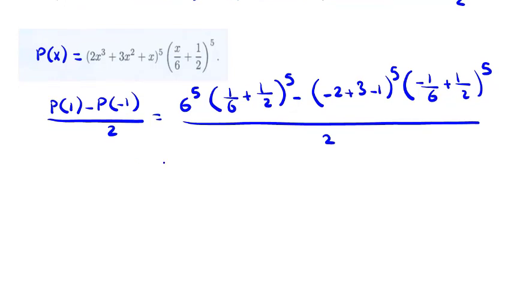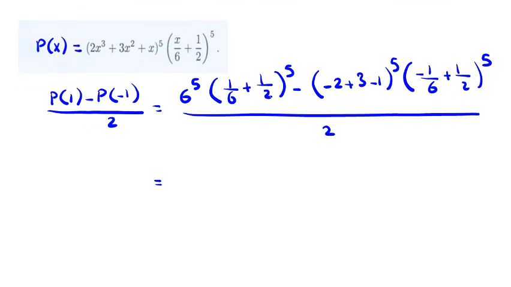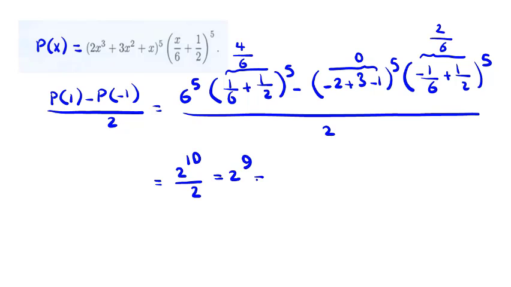Now, if we simplify this, let's see what we have. If you consider common denominator 6, 1 plus 3, 4. So 4 to the power of 5 over 6 to the power of 5, the 6 to the power of 5 in denominator and numerator will be cancelled. 4 to the power of 5 will be 2 to the power of 10. Here, common denominator 6, negative 1 plus 3 is 2. Here it is 3 minus 1 minus 1, which is 0. So this is 0. 2 to the power of 10 over 2 is 2 to the power of 9, which will be 512. So the answer is equal to 512.